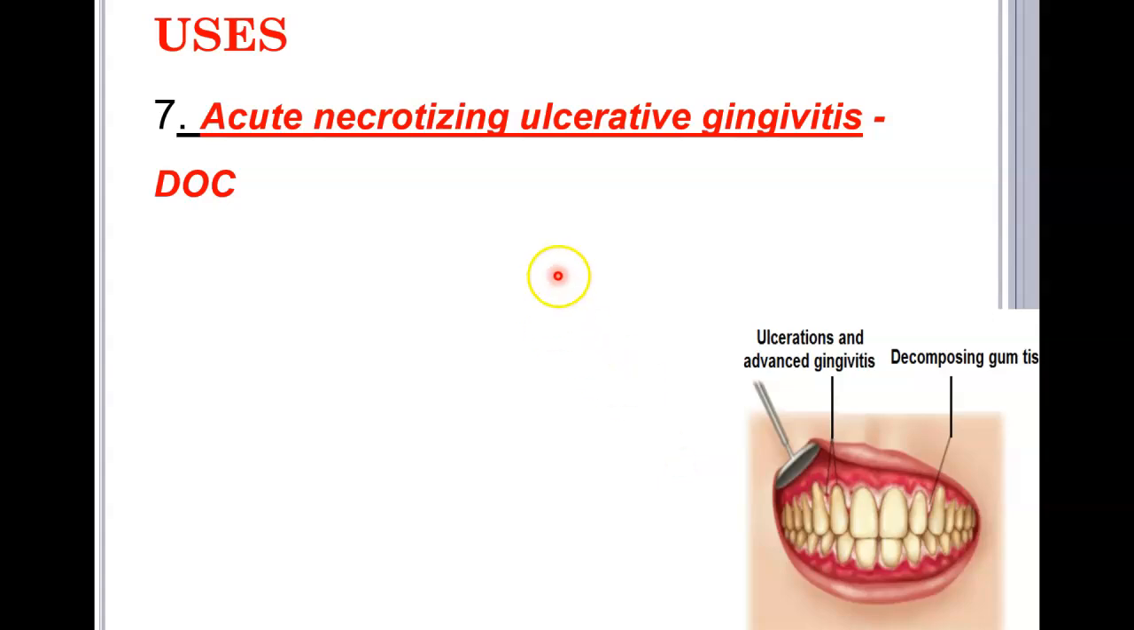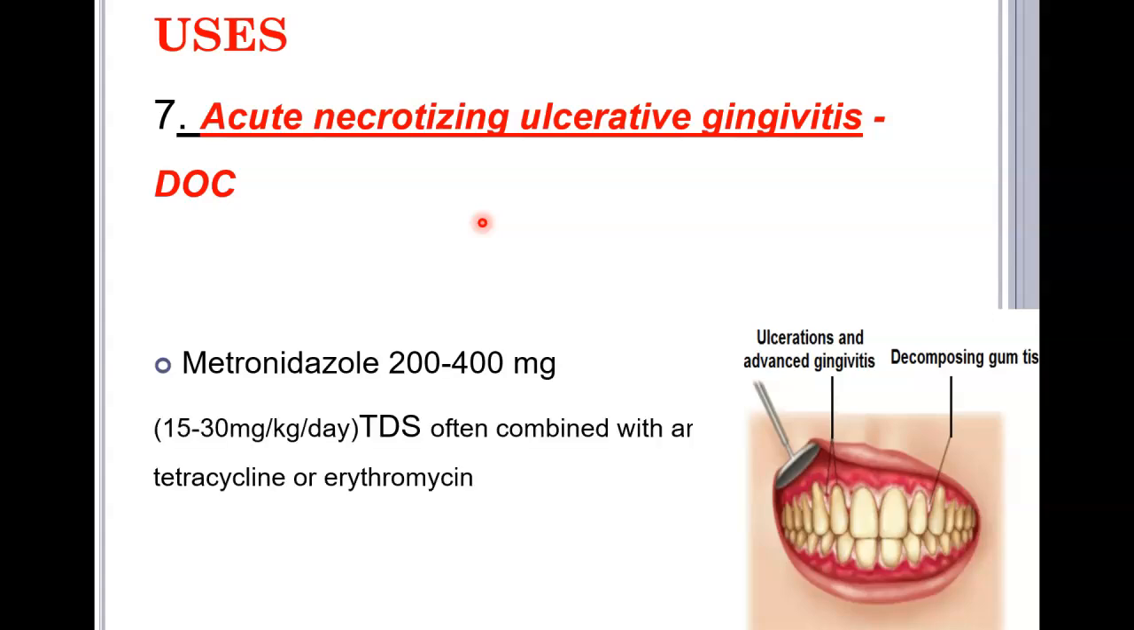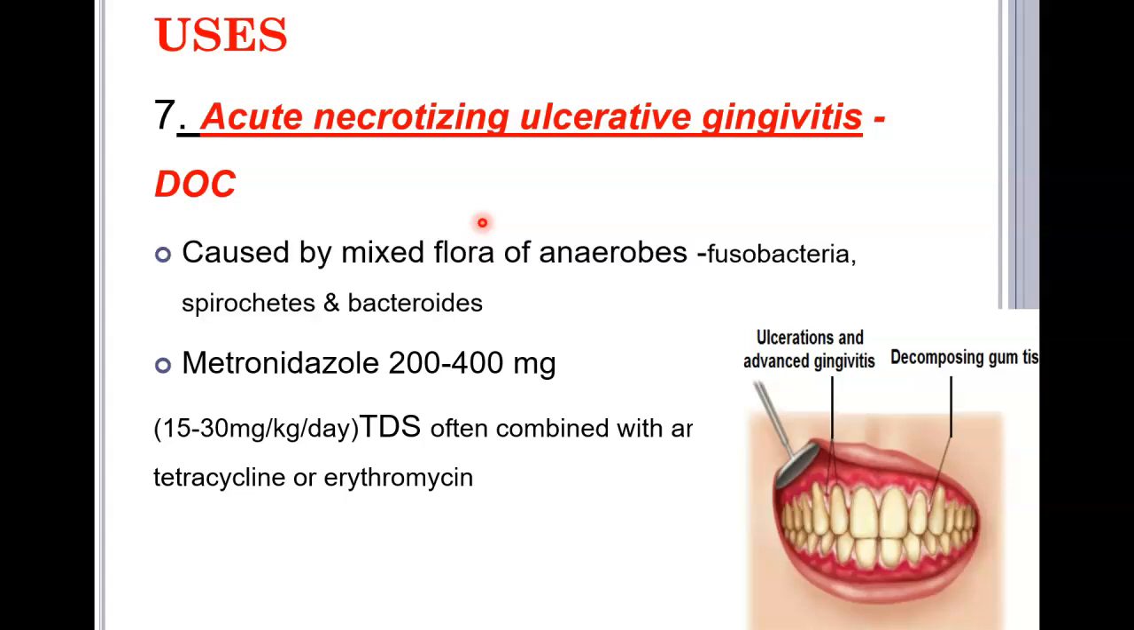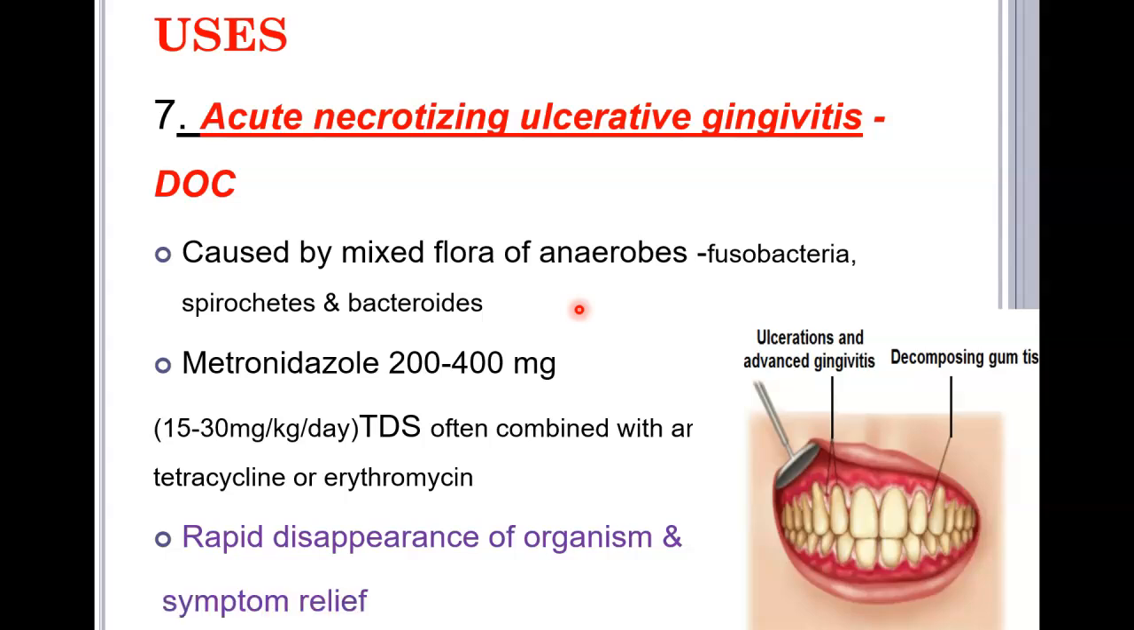For acute necrotizing ulcerative gingivitis or trench mouth, metronidazole is the drug of choice. 200 to 400 mg thrice daily is combined with tetracycline or erythromycin. Usually, trench mouth is caused by mixed flora of anaerobes like fusobacteria, spirochetes, and bacteroides. Here it causes rapid disappearance of the organisms and symptom relief.